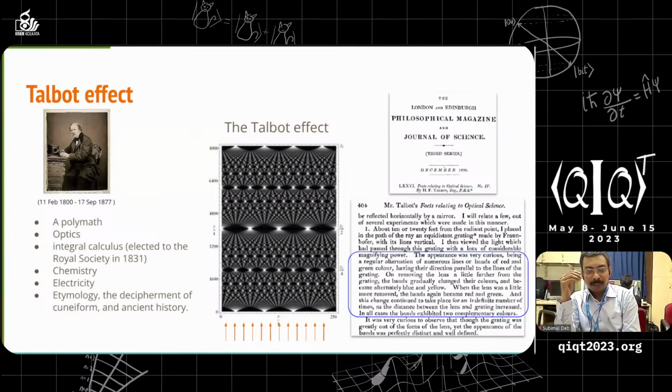And it turned out that with red and green, he observed a set of images. He moved it further away. Then he saw images appear in blue and yellow. He moved it further away. It again became red and green. And this continued as he kept on moving the lens away from the grating. It happened repeatedly. So this was a very interesting thing to be seen. And the image of the grating observed through the lens was very clear. This came to be known as the Talbot effect. And it has been used since then for a number of applications.